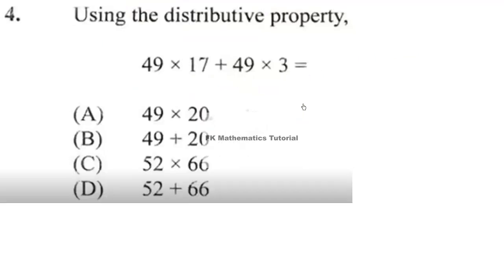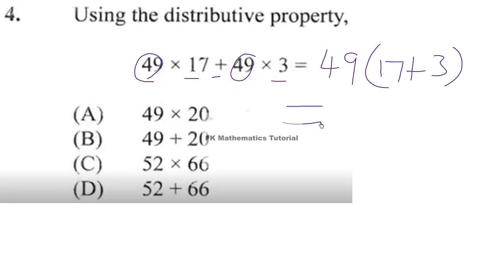Now let us move to the next question, question 4. Using the distributive property, 49 times 17 plus 49 times 3 is equal to. So over here we need to factor 49 because it's common to both terms. So 49 into bracket, you have 17 here, then this sign comes, then we have this 3. So 17 plus 3 is 20. So the correct answer is 49 times 20, option A.